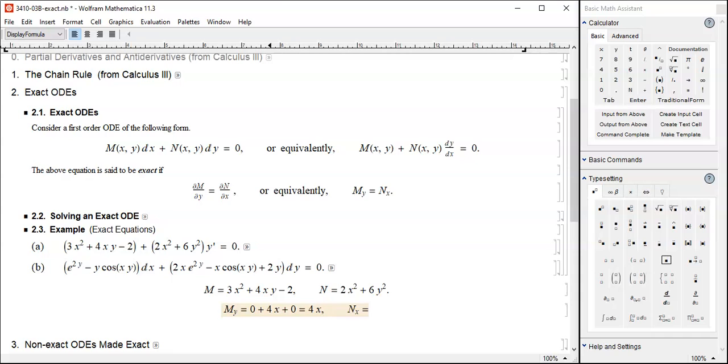How about N sub x? From here, let's take the partial derivative by x. What do you have from the first term? What do you get from the second term? No x there, so that's 0. So we have 4x again. Are they the same? Yes. So this equation is exact.